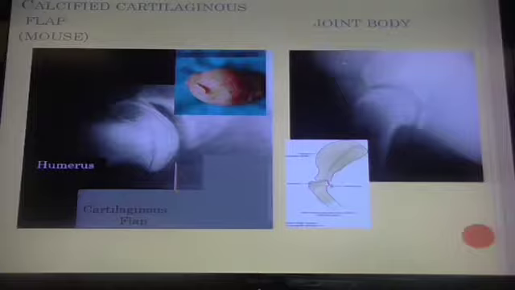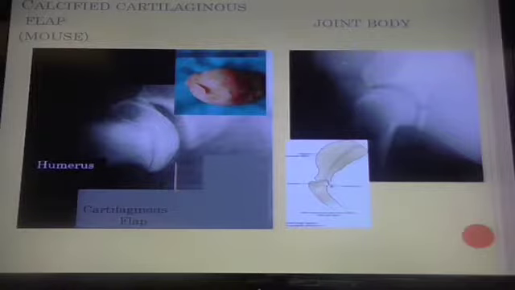Now, you will see in the literature it's also called a joint mouse. I put both of those there. Let's try not to call it a mouse, if you can. I mean, there's some surgeons that don't care. There's some surgeons that do care because they say there's no mice in the joint. So you're safe to call it a joint body.